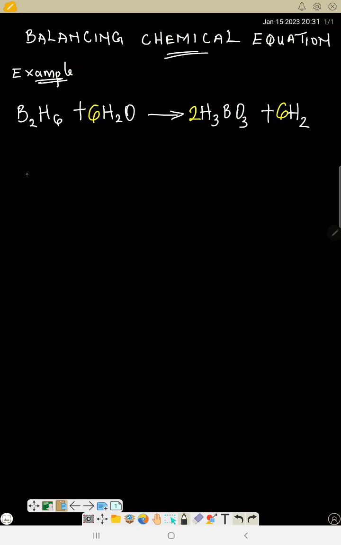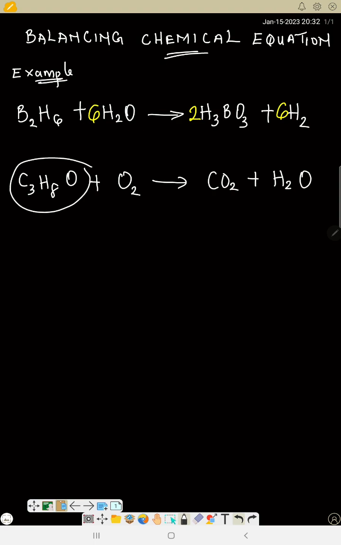So let's say you have C3H8O plus O2 to give CO2 plus H2O. Now which side has the highest atom here? This one has the highest atom. So I'm starting my balancing from here because I have 3 carbons, 8 hydrogen and 1 oxygen. So I'm starting there. So now, how many carbon do you have here?